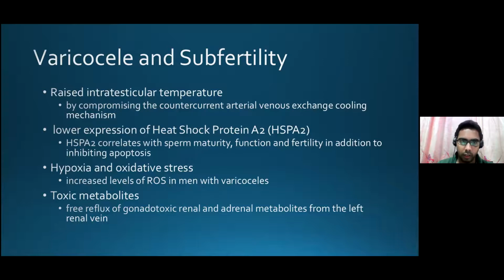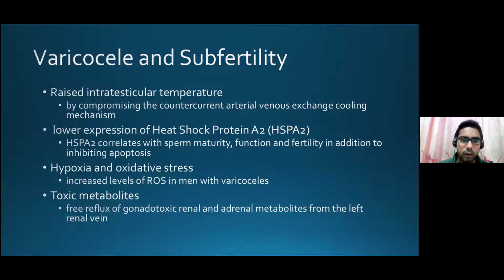One is there are certain heat shock proteins such as HSPA2 protein, which actually reduces the thermal injury to the spermatogenesis, and they have found there's a lower expression of this HSPA2 protein in patients having varicoceles. And the other explanations are there will be oxidative stress and development of reactive oxygen species in men with varicoceles.